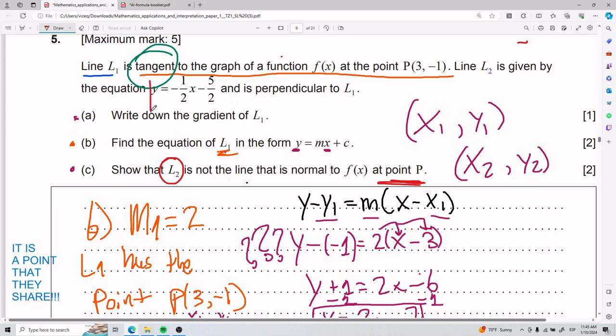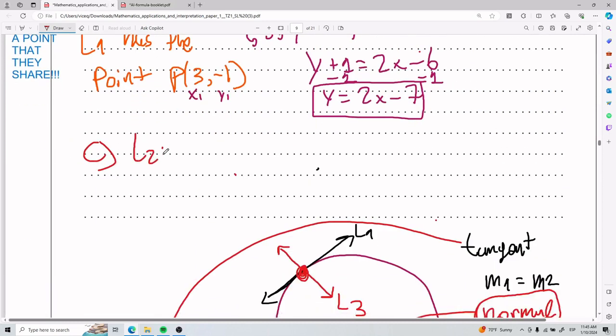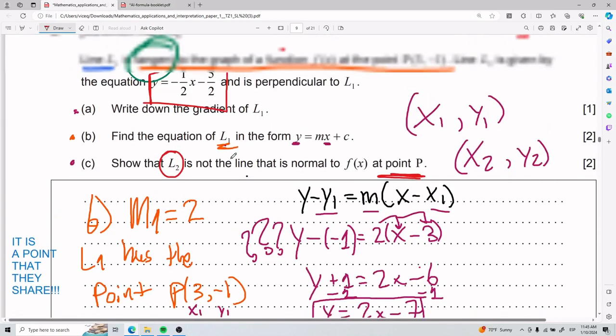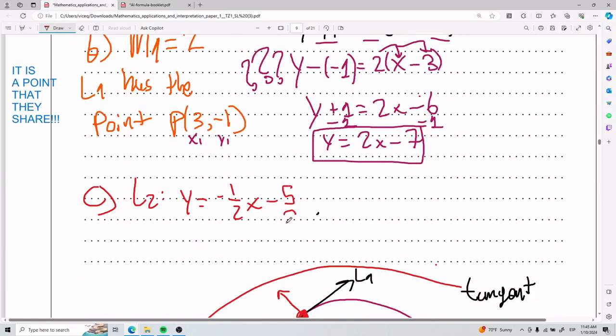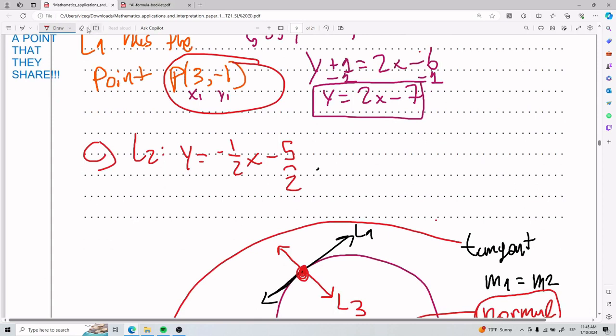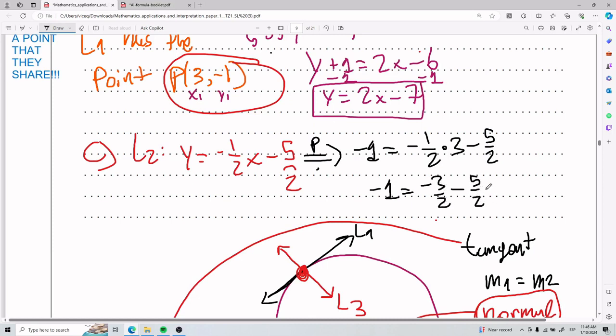Let's see what happens. L2, we know, is y equals negative 1/2 x minus 5 over 2. We know that point P is 3 comma negative 1. So let's plug in P. I end up with negative 1 equals negative 1/2 times 3 minus 5 over 2. In other words, negative 1 equals negative 3 over 2 minus 5 over 2. What is this telling me? It's telling me that negative 1 has to equal negative 8 over 2, which means negative 1 equals negative 4.